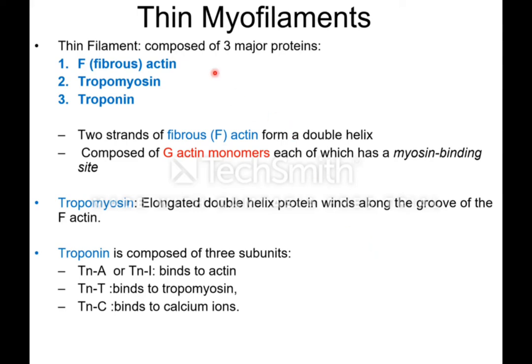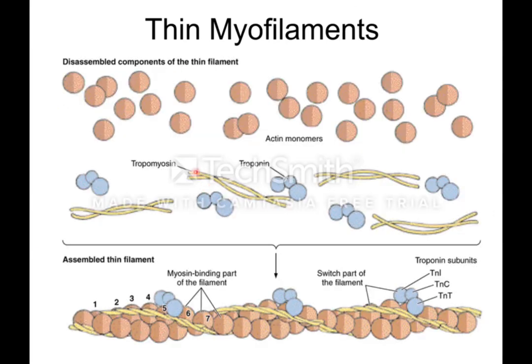Thin myofilaments are composed of three major proteins: F or fibrous actin, tropomyosin, and troponin. The fibrous actin includes two strands of fibrous actin forming a double helix. In the body, in all of the cells, there are actin filaments under the cell membrane that form the terminal web, and they maintain the shape of the cell.